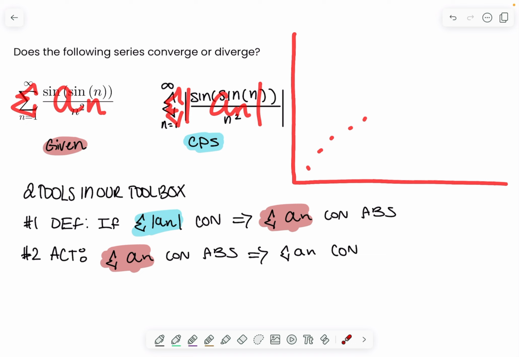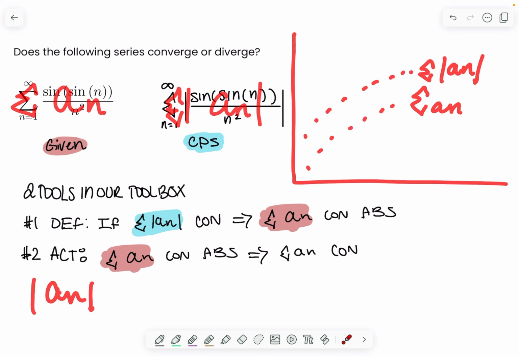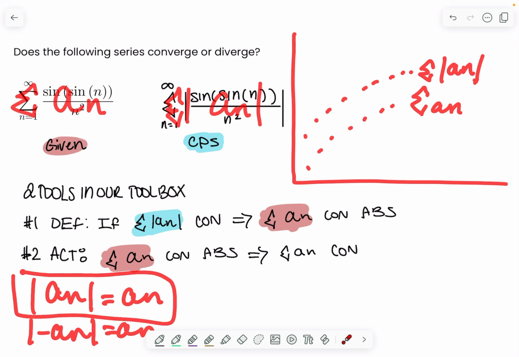Now, if this is your series a_n, the worst that you can do when you add absolute value is have it be bigger. Let's say you have a series a_n. If you add absolute value to that, it's still a_n. But let's say your series was negative. If you add absolute value to that, it becomes bigger. So the least you could do is basically no change, have it be equal to each other, but the worst you could do is just make it bigger. So the series with absolute value will always be bigger than or equal to the given series.